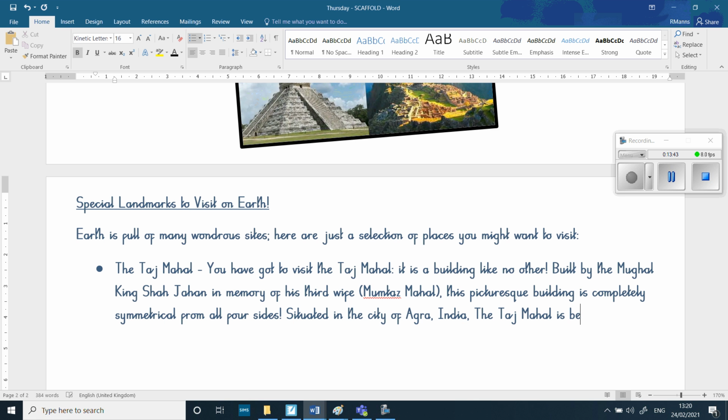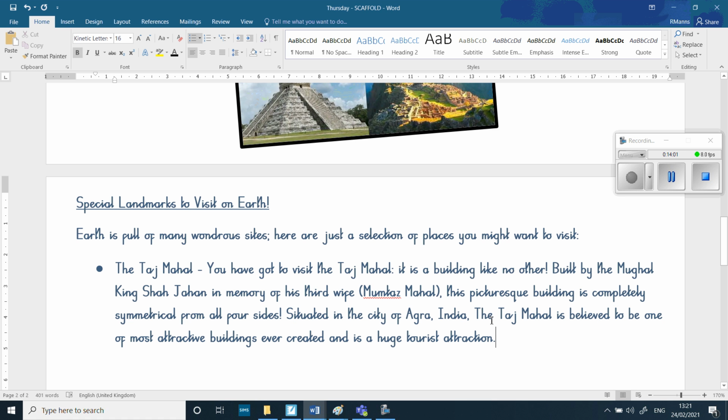is believed to be one of the most attractive buildings ever created. And I use the conjunction and, is a huge tourist attraction. By just using that conjunction and, I've made that sentence quite long. I've got a sentence opener at the start there, then that clause there, and then and as well to make it a little bit longer.